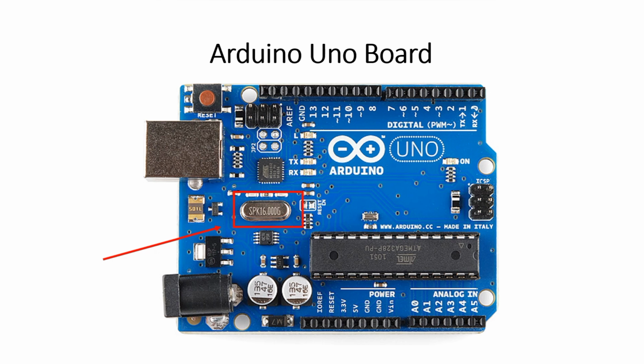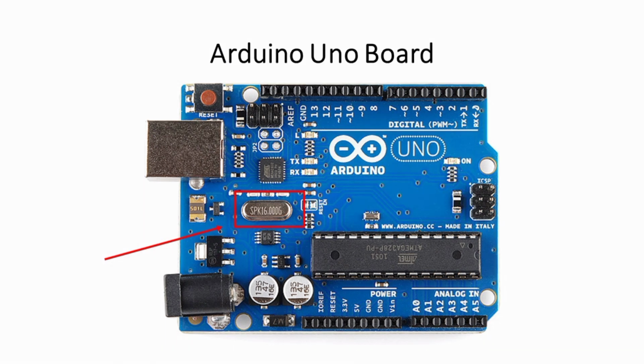And finally, there is a 16 MHz crystal oscillator. No microcontroller in this world can work without an oscillator. It provides the clock pulses to the microcontrollers.